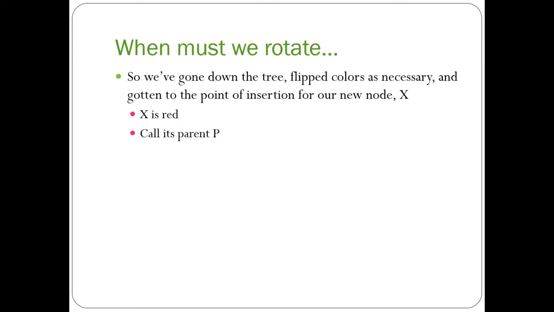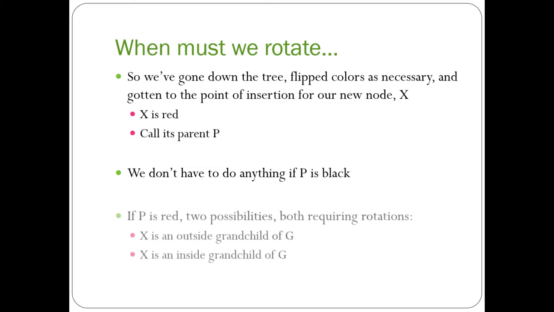So we've gone down the tree, flipped the color as necessary, and gotten to the point of insertion for our new node X. X is red, call its parent P. We don't have to do anything if P is black. If P is red, two possibilities, both require rotation. X is an outside grandchild of G. X is an inside grandchild of G.